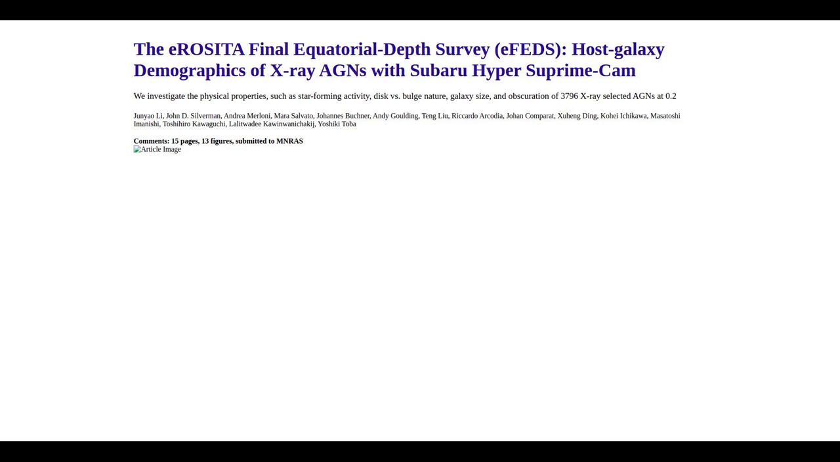These results are consistent with a scenario in which the black hole and galaxy grow in mass while transforming in structure and star-forming activity, as required to establish the local scaling relations.